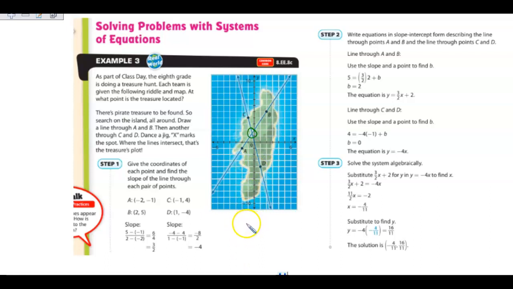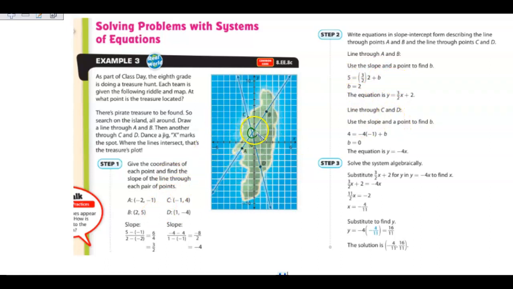So we're going to give the coordinates of each point, and we're going to find the slope of the line. From A to B, we find the slope is 3 halves. And then for CD, we found the slope is negative 8 over 2, which is negative 4. Then we're going to find our b, or our slope intercepts. So we're using the 3 halves and one of the ordered pairs. Find out that b is 2.